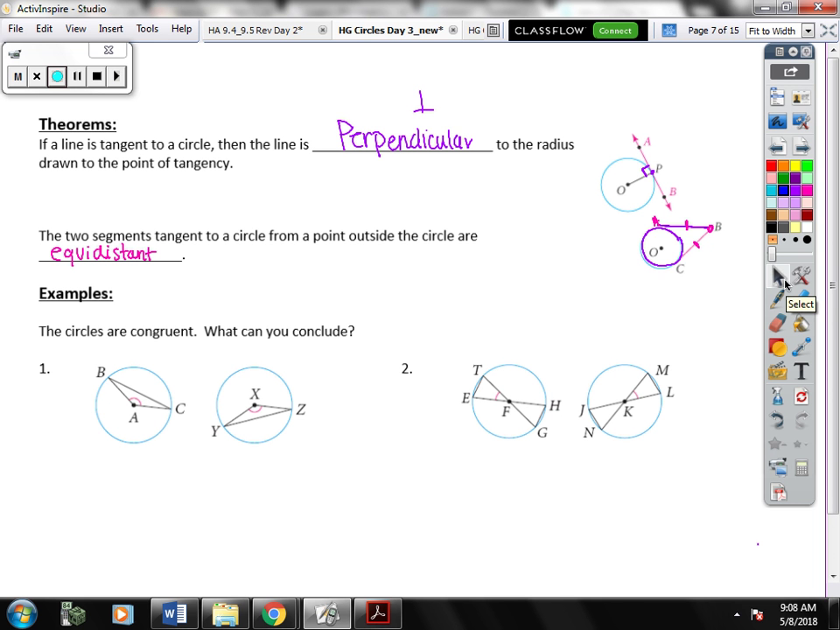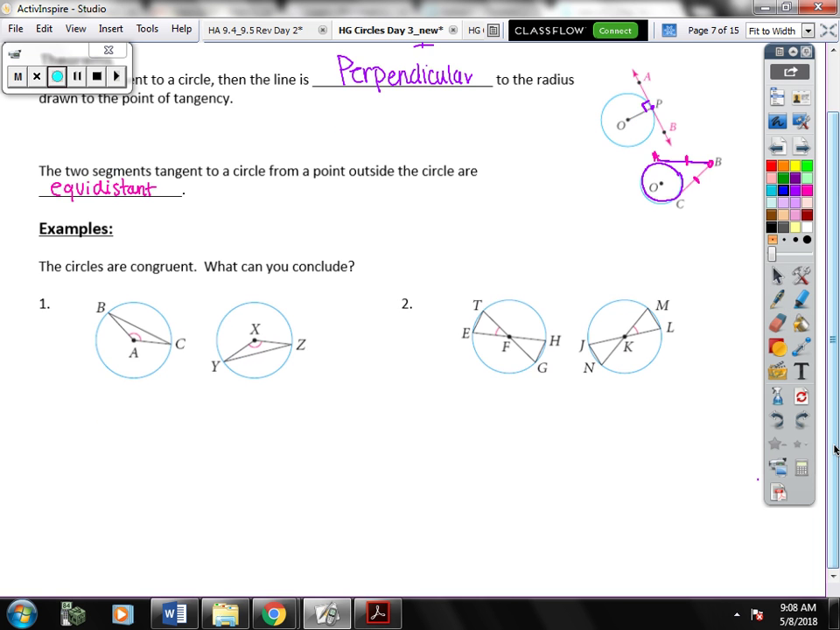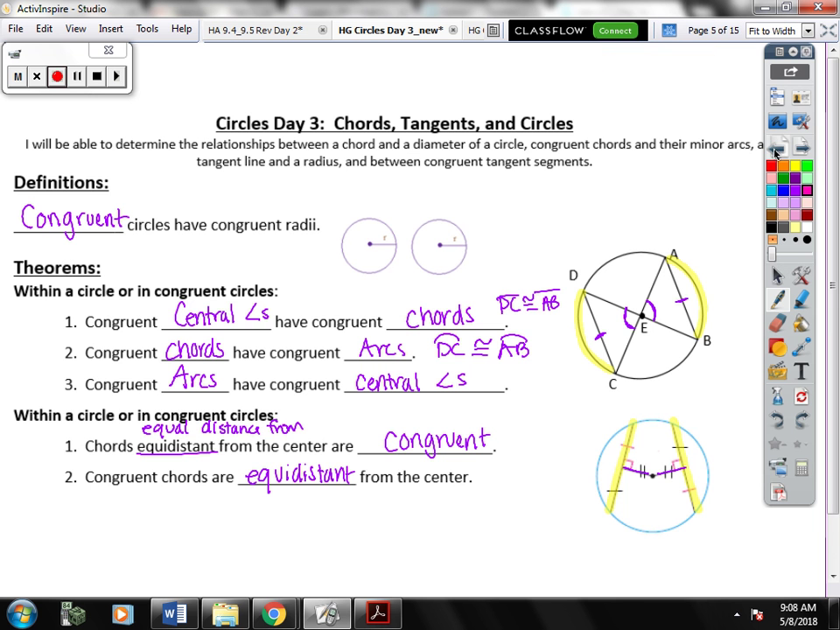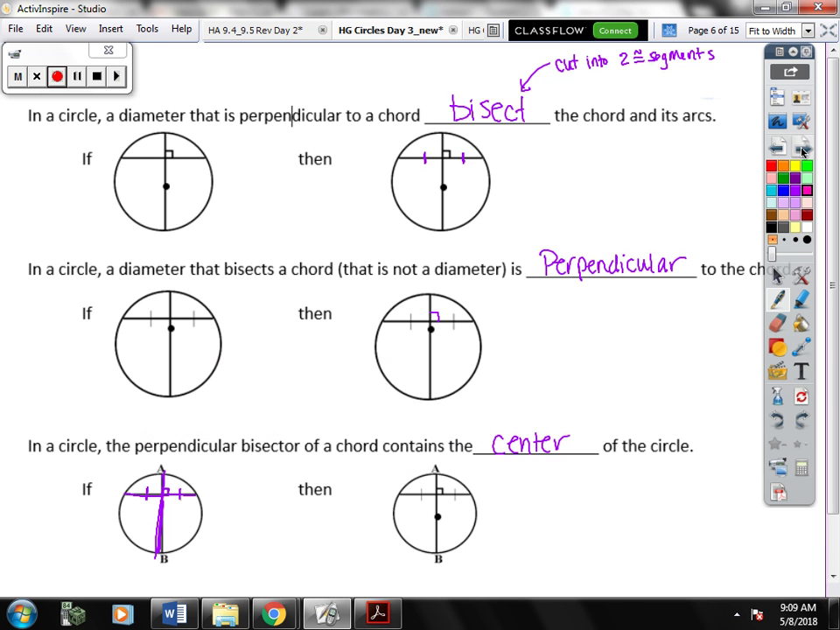All right, now we're just going to apply those to some problems. Again, most of them are really quick, not any work required. The circles are congruent. What can you conclude? This is reaching back to the front when we had our three things. If we have congruent central angles, then we have congruent chords. If we have congruent chords, then we have congruent arcs. If we have congruent arcs, then we have congruent central angles. So again, you just need one of those three things, and you can come up with the other two.